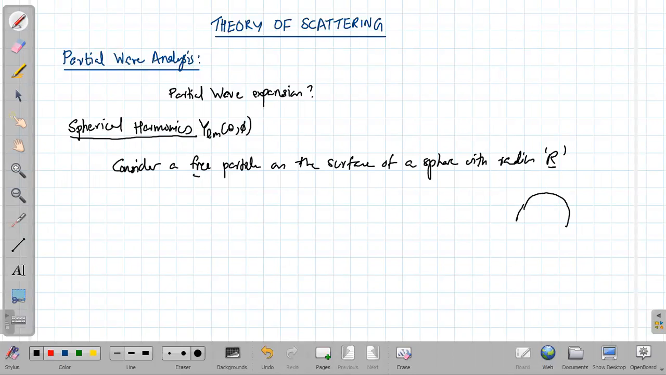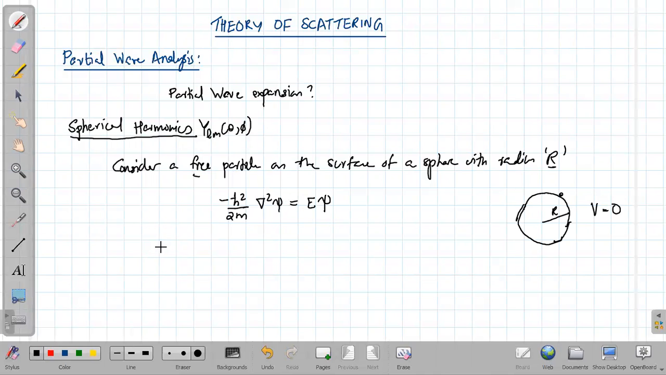Then what would be its Schrodinger equation? Consider a sphere of radius r and there is a free particle there. There is no force on it. Then according to the Schrodinger equation, you can write minus h bar squared by 2m del squared psi equals E psi. There is no potential here because the particle is free, so the potential is zero. Now what would be the function of psi?